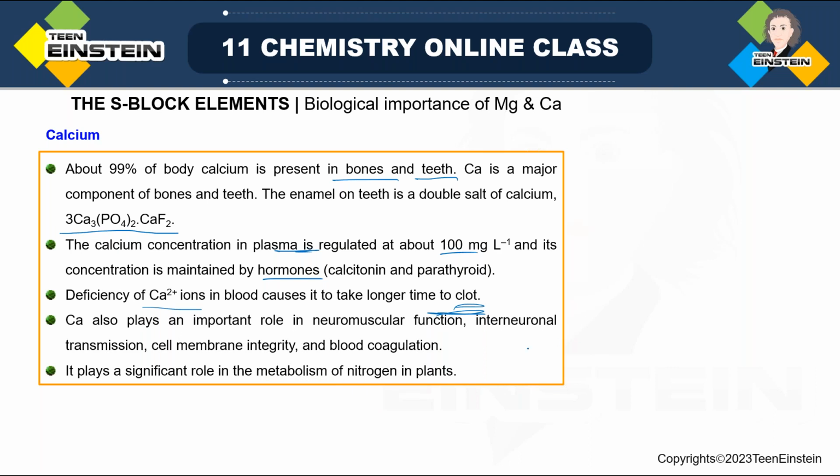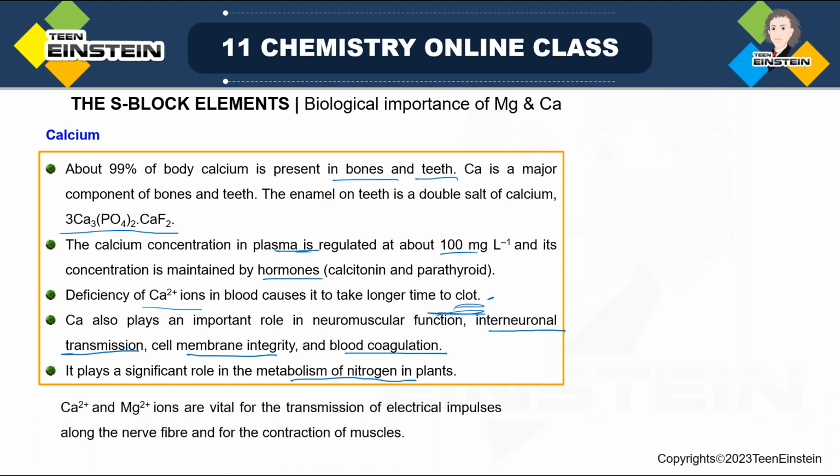It also plays an important role in neuromuscular function, interneuronal transmission, cell membrane integrity, blood coagulation. Blood coagulation we have seen in the previous point. Then in case of plants, there is a significant role in the metabolism of nitrogen. So this is all about calcium, but in a common way, if we consider the role of these two ions, both these ions are vital for transmission of electrical impulses along the nerve fiber and for the contraction of muscle.